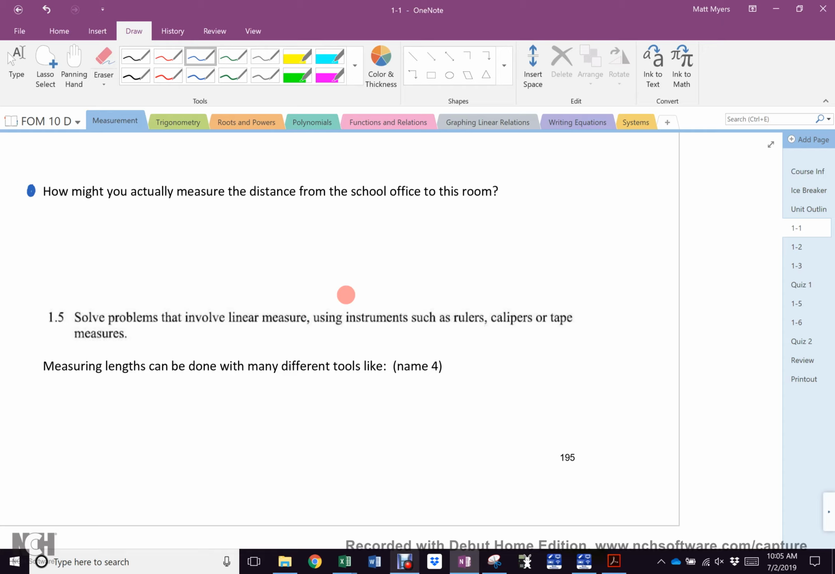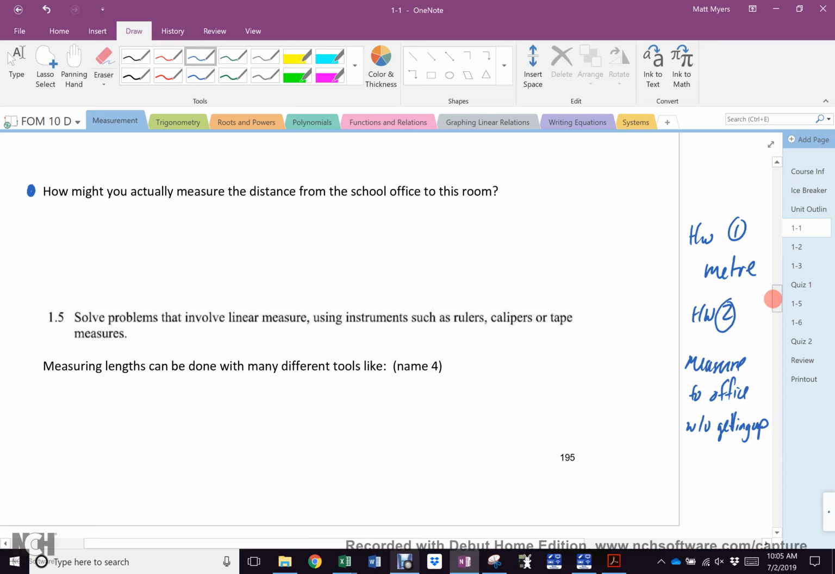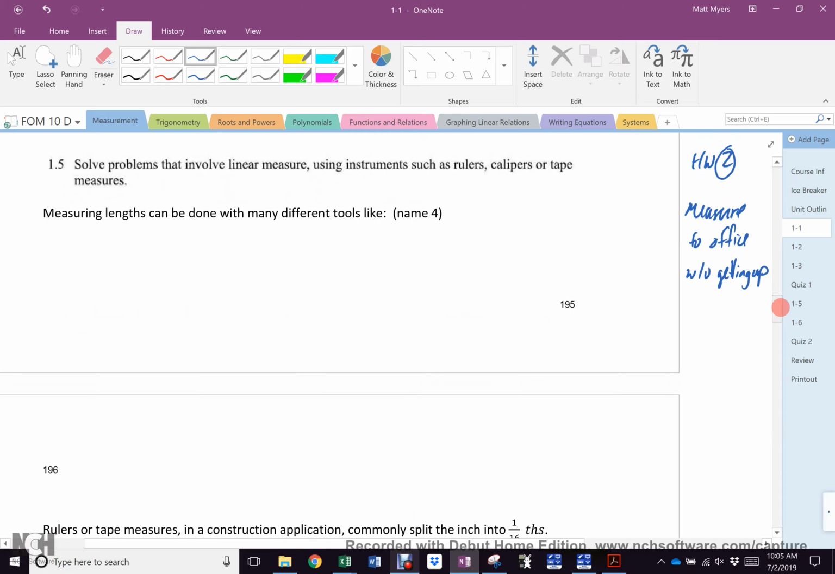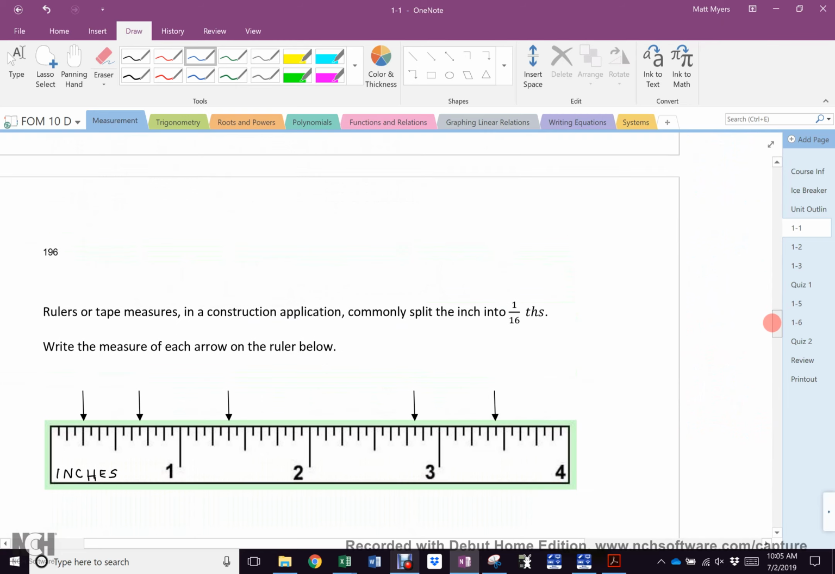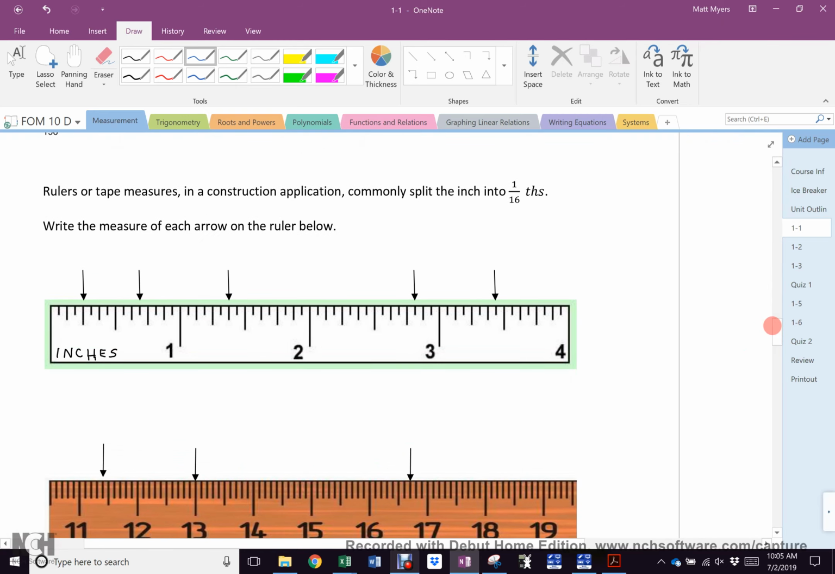Awesome. Homework question 2. HW1 is the meter. How long's a meter? HW2, measure to office without getting up. Gummy bears for anybody who comes up with the right good answers to either of them. Turn the page over onto 196.